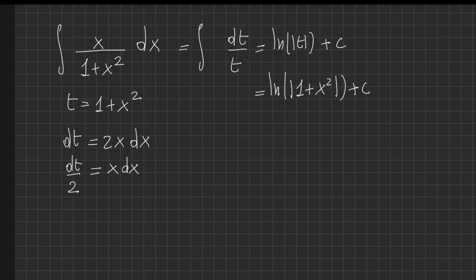And now to be extremely precise, 1 plus x squared is always going to be positive, which means I can rewrite this without the absolute value. This is the log of 1 plus x squared plus a constant.